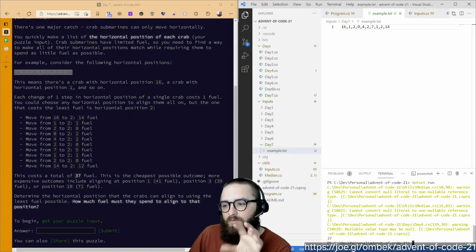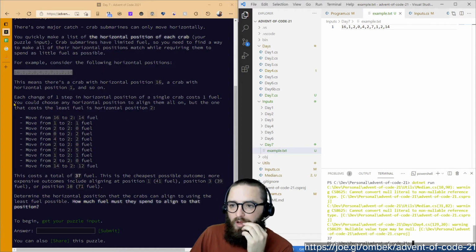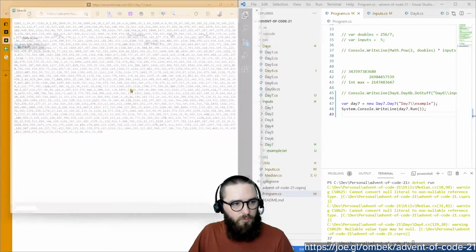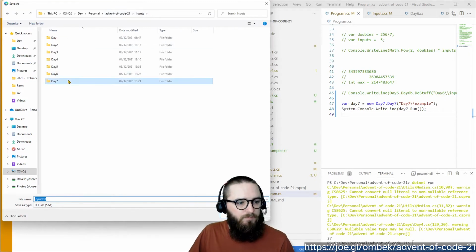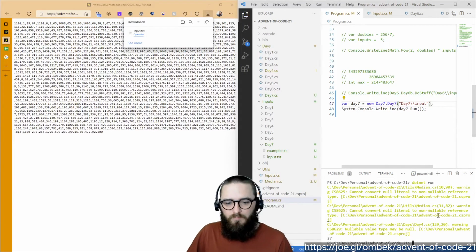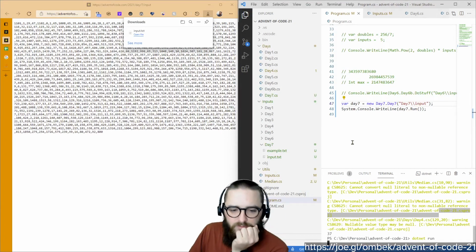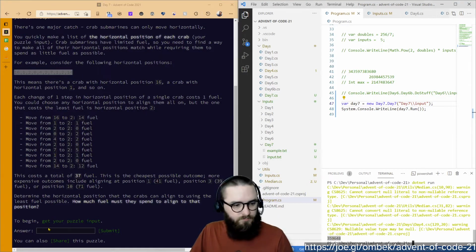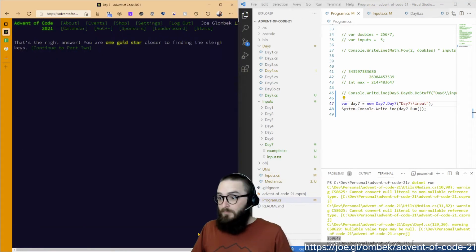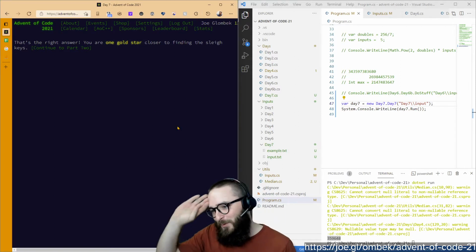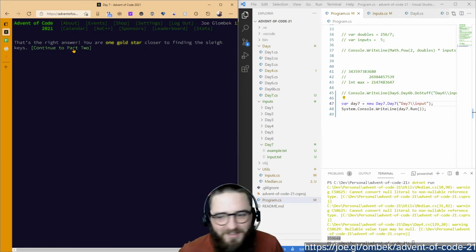So it's 37. Even though it works for this one, it still might not work for the other one. I'm fairly confident it won't work for the true input. I think it might just be a fluke that the median happened to return the right number. Wow, it is the median. Phew. Cool. Continue to part 2.